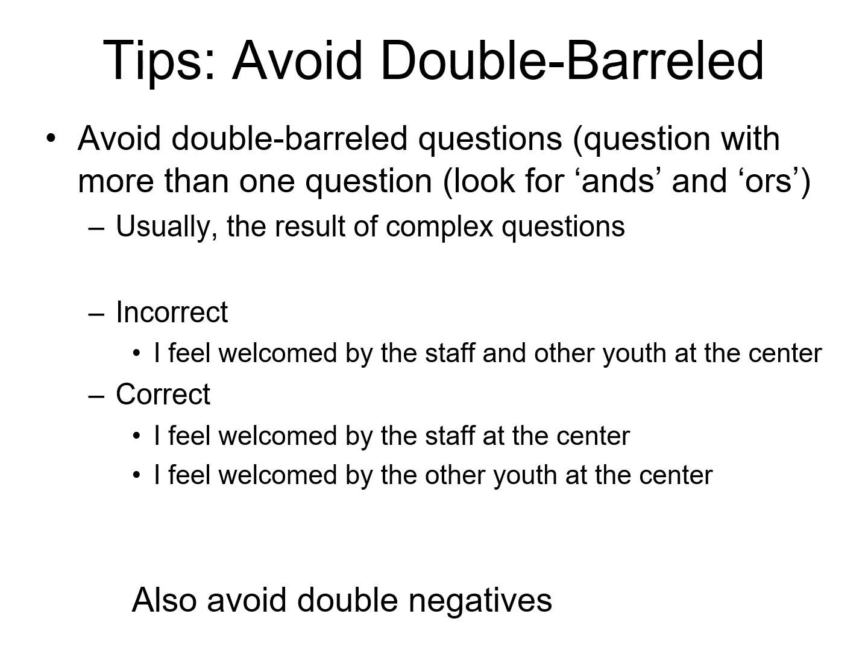So for example, I feel welcomed by the staff and other youth at the center. That's 2 questions. Staff and youth. You may feel welcomed by the staff and not by the other youth. You may feel unwelcome by staff, but welcomed by the other youth at the center. Those would be 2 separate questions. So the correct way to do this is to ask 2 questions. I feel welcomed by the staff at the center. I feel welcomed by the other youth at the center.